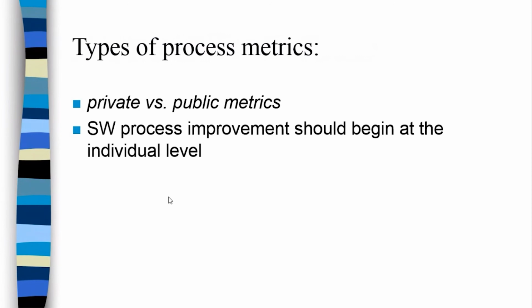And there are two types of process metrics: public metrics and private metrics. Software process improvement should begin at the individual level, since this private process data can serve as an important driver as the individual software engineer works in the direction of improving that particular process data.